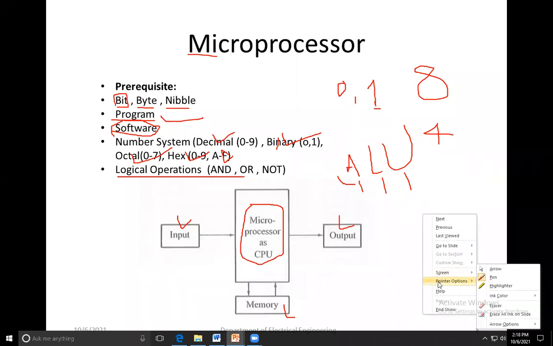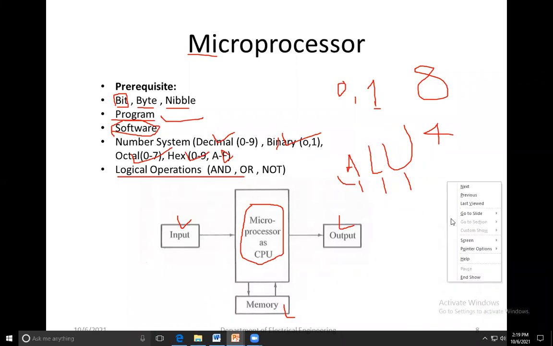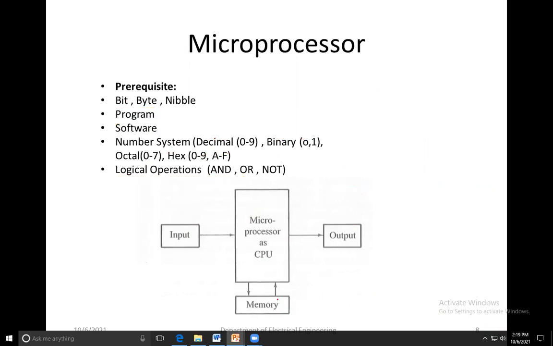Okay, so this is the microprocessor. This is the basic diagram of the microprocessor. Here is the input device, this is the microprocessor, this is the memory, and this is the output device. So you have to connect the input and output devices to the microprocessor.